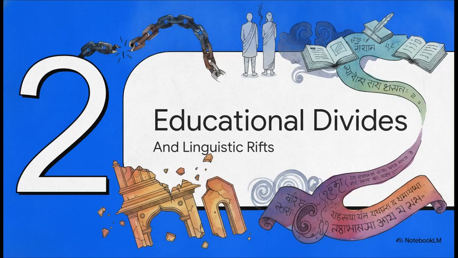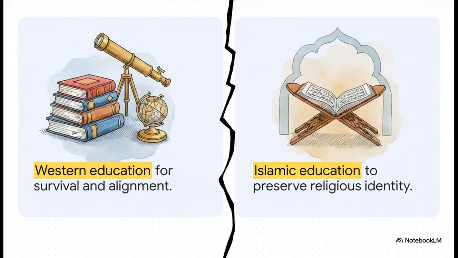Moving right along to Section 2, Educational and Linguistic Divides. The 1857 revolt ultimately failed, and with the British taking direct control afterward, Muslims faced heavy blame and severe restrictions. This sparked a really deep internal fracture within the community on how to actually survive.